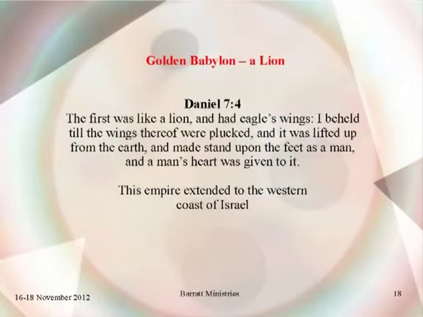Think about it. Why is Russia the bear? Think about these things. They're not by chance. The nations, all right. So, Daniel 7, the first was like a lion, had eagle's wings. So that empire extended to the western coast of Israel.